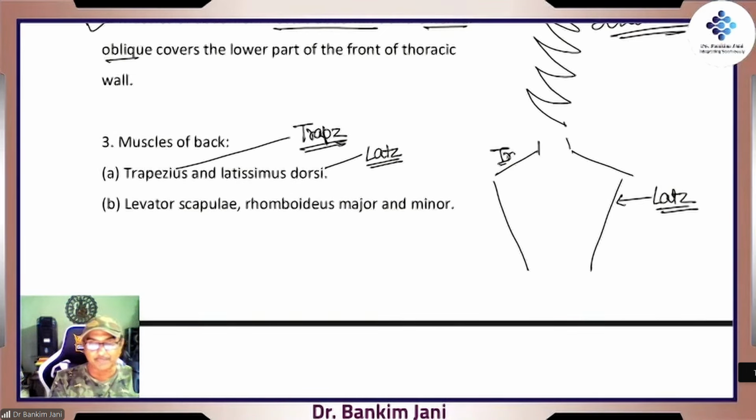Then this is the levator scapulae. This is the scapula on the backside. Levator means elevate; it is lifting the scapula. Rhomboideus major and rhomboideus minor are the muscles present over here. These are the important muscles of the back, along with the levator scapulae, the traps and the latissimus. Traps is named so because its shape is trapezoid. And the latissimus dorsi are big muscles lying like this.